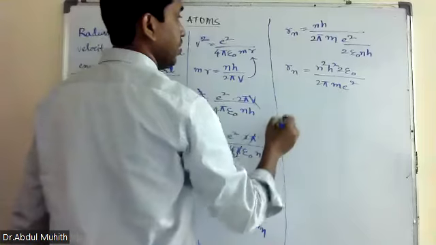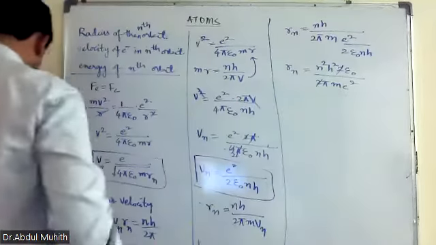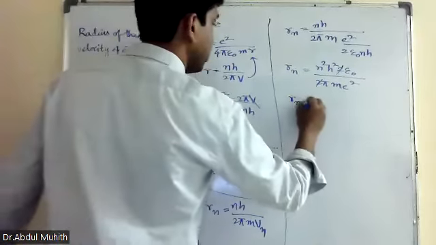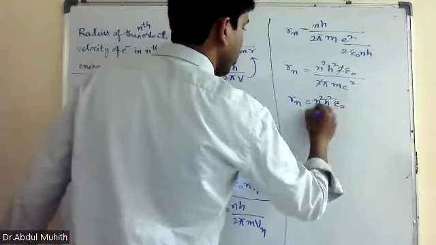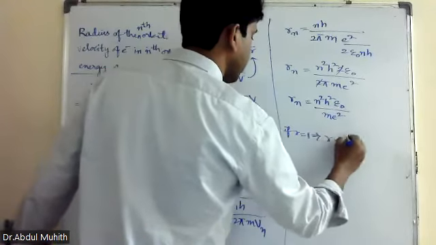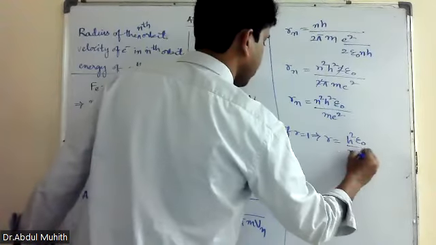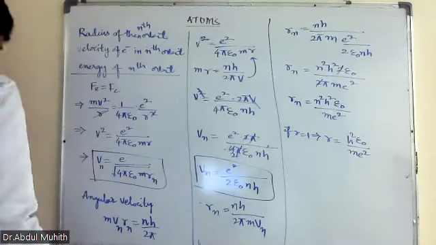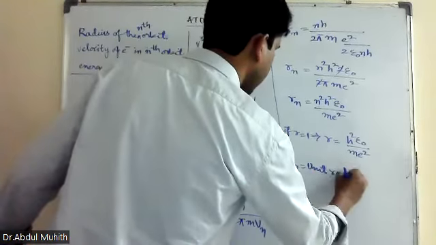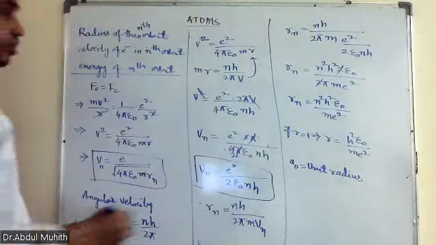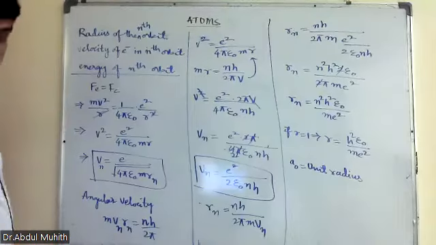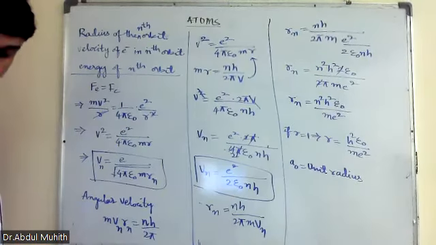Now what will happen? 2 and this 2 will go away. So we are left with rn equal to n square h square epsilon 0 by m e square. If n is equal to 1, then r is equal to h square epsilon 0 divided by m e square. Is that clear? This is a0, said to be the unit radius, meaning the radius of the first orbit. When you substitute all the values, h is Planck's constant, epsilon 0 is the permittivity of free space, and m is the mass of the electron.